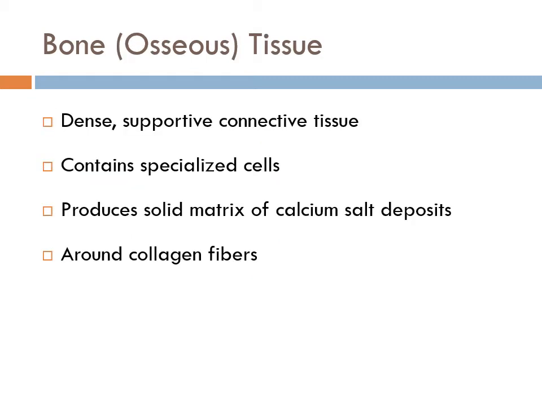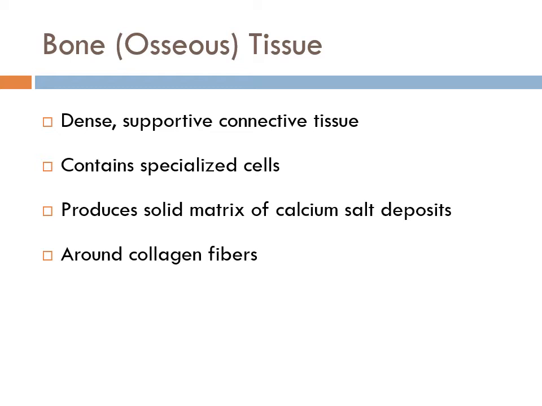So we're going to talk about osseous tissue or bone tissue right now in some more general terms. Bone or osseous tissue is dense, supportive connective tissue. We learned about that when we did tissues a while ago. Bone tissue contains specialized cells, as do all tissues. They have cells that are specific to their own tissue.